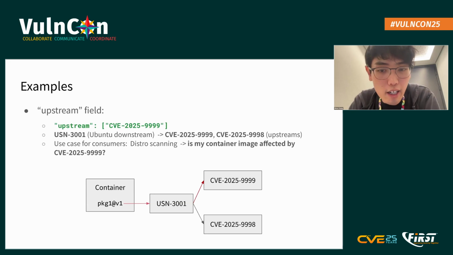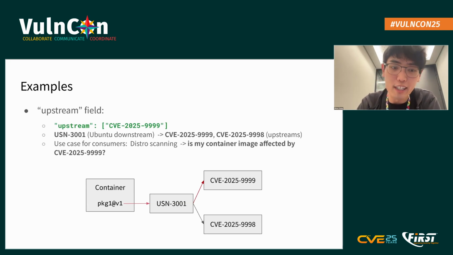So the justification for adding upstream was that there was a very clear use case. When a user is scanning a Linux machine or container, users want to know if it's affected by a specific upstream vulnerability, such as a CVE. And if we record this upstream relationship, then there's a very clear and automatable way to reason about this.